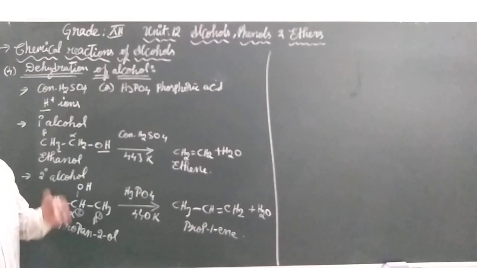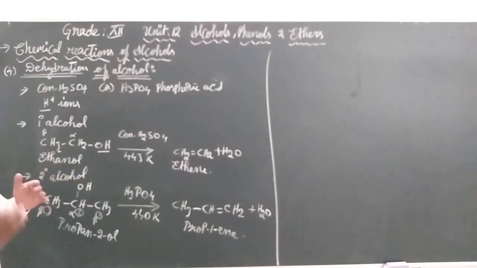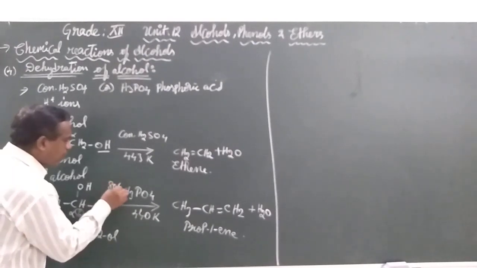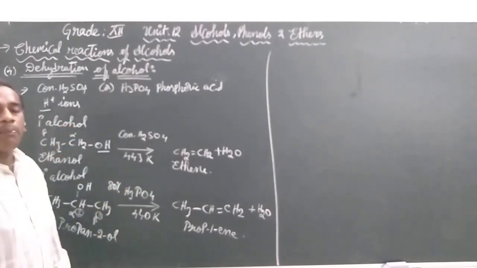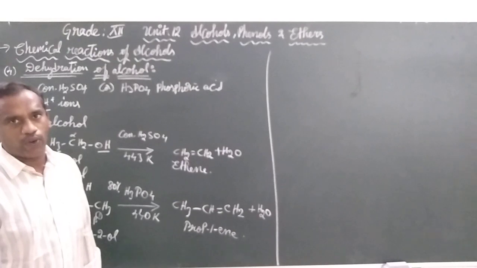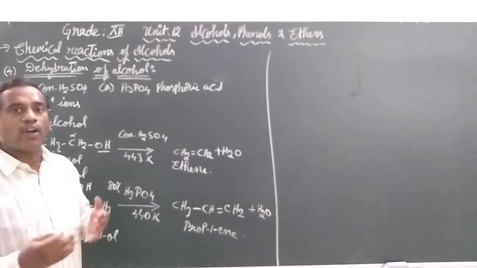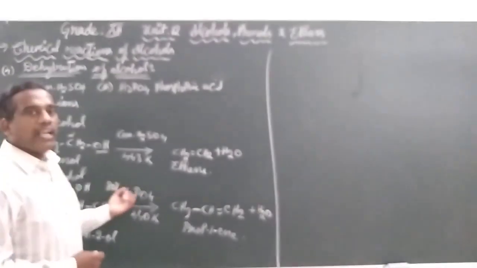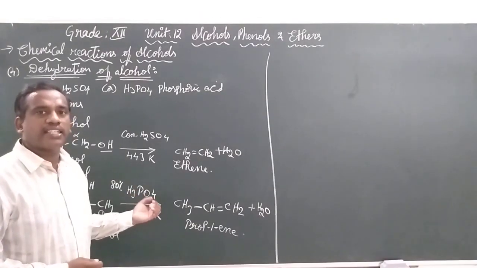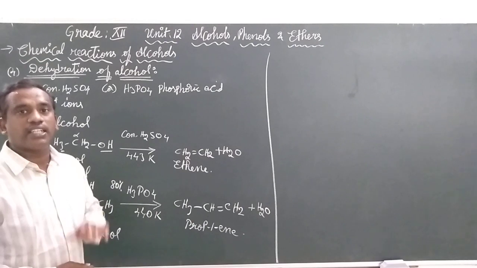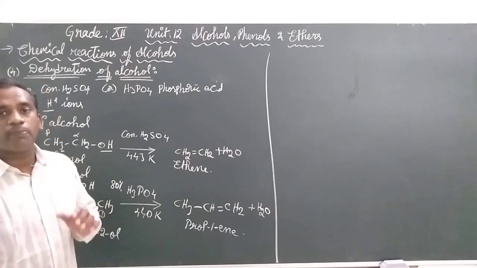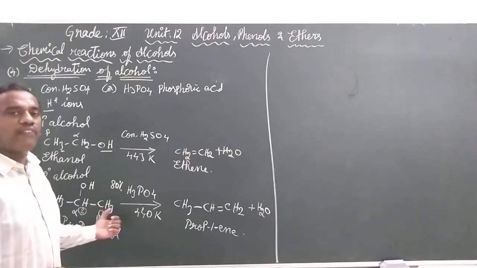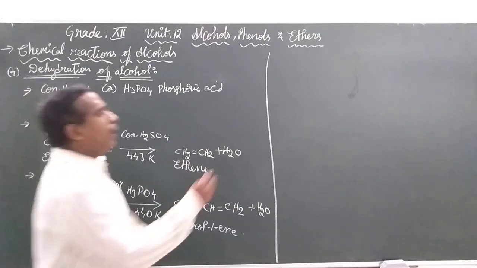Before we go for the tertiary alcohol, remember we are going to take here only 80% H3PO4. We have already learned this in the chapter on solutions. Means 80 ml of phosphoric acid is present, 20 ml of water will be present in the solution. That's called 80% phosphoric acid. That is used in the case of secondary alcohol.